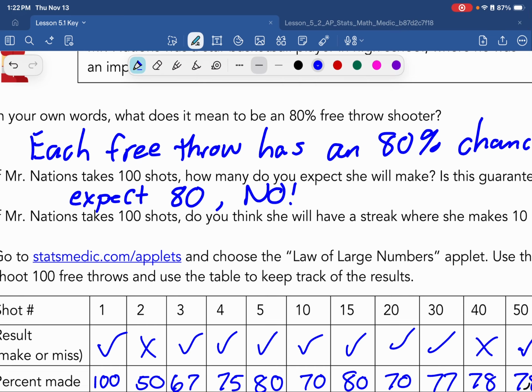Now, do you think there will be a streak where I make 80 in a row? If you're cheating the lesson and just looking at the key, you're going to see that I put no. But maybe, right? Maybe I do it. Maybe I don't. It's just probability. I just have an 80% chance for each free throw.